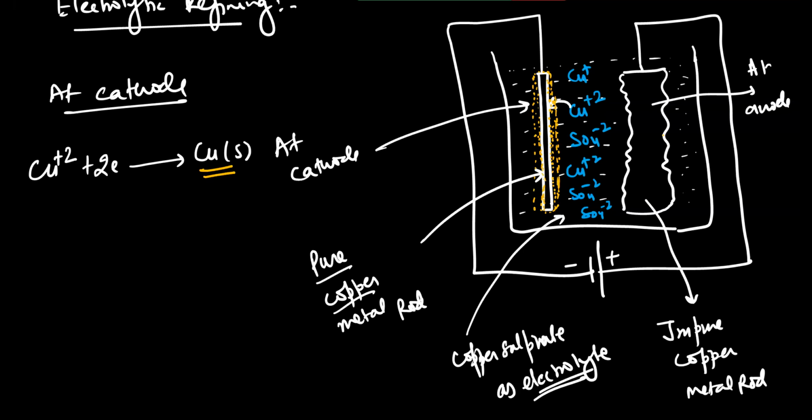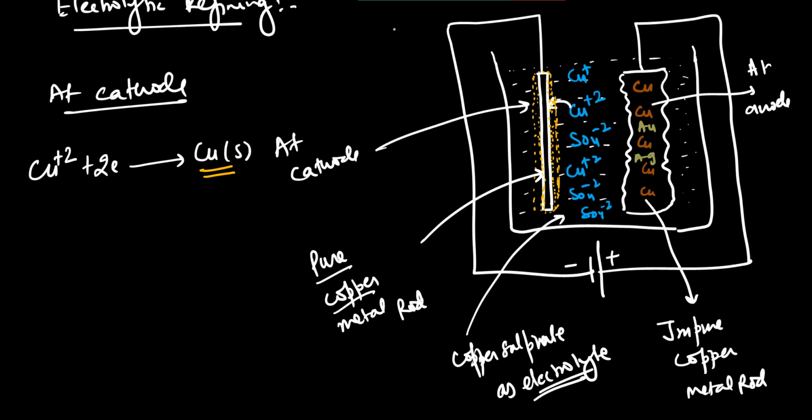Now what about this one? This is the anode, and it is going to have copper atoms, not copper ions. Along with it, it is also going to have some impurities like gold, platinum, and silver, that is Au and Ag, but most of them are copper atoms.